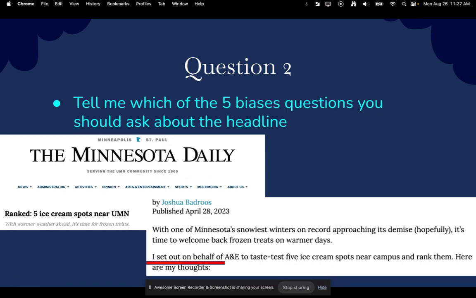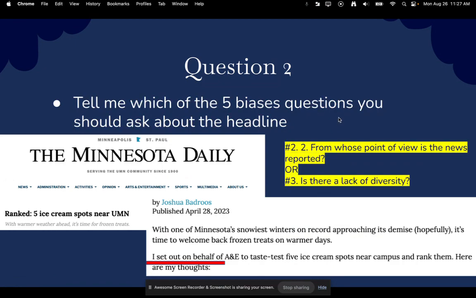Tell me which of the 5 biases questions you should ask about the headline. So, this one, take a look. That's right. It should be number 2. From whose point of view is the news reported? But it could also be number 3. Is there a lack of diversity? So take a look, right?